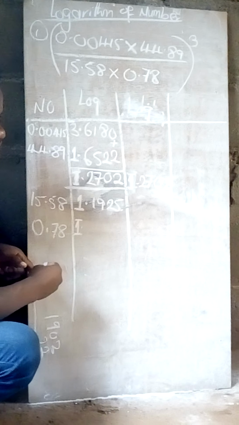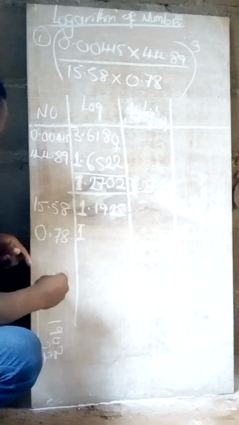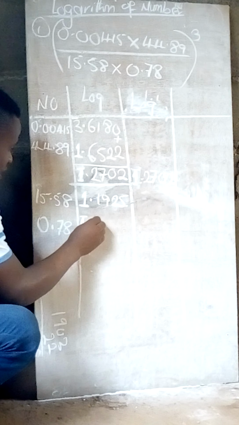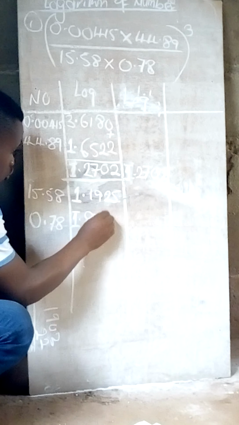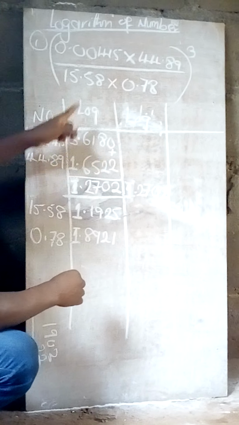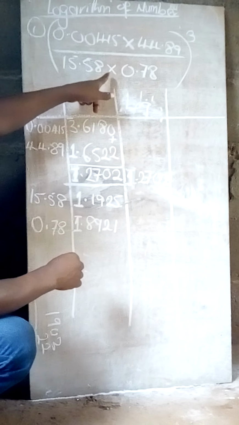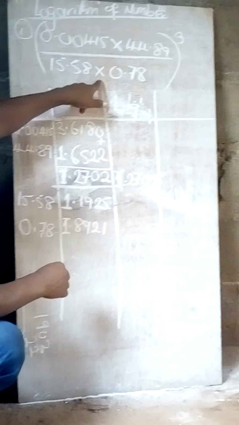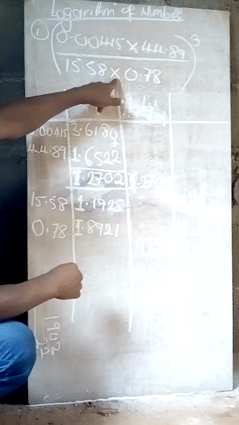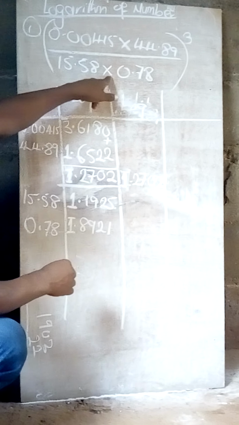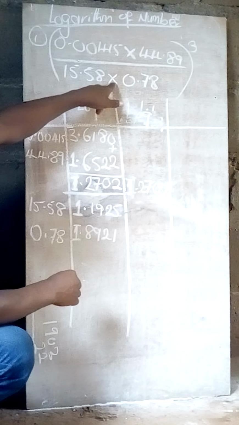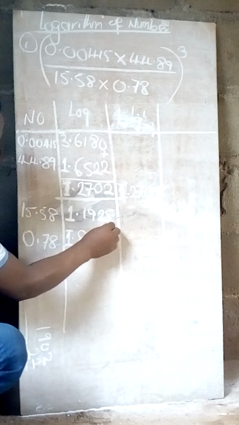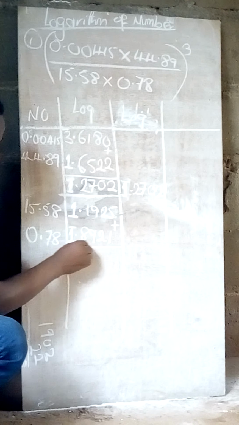I hope what you are giving to me is from the log. Yes, sir. Okay, 8921. 8921. As I've told you earlier, when you see a times separating two numbers together, what do we do? We plus. Okay, times is a plus. Plus, right? Cross it now.